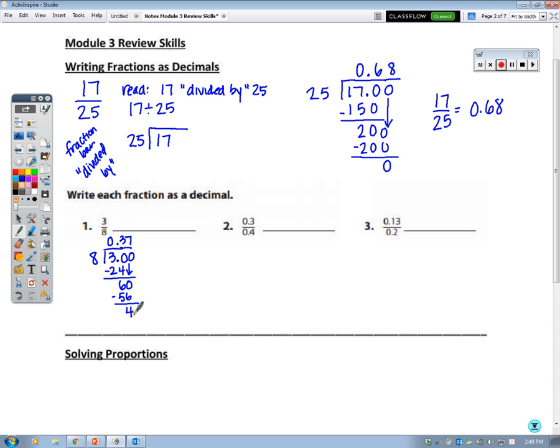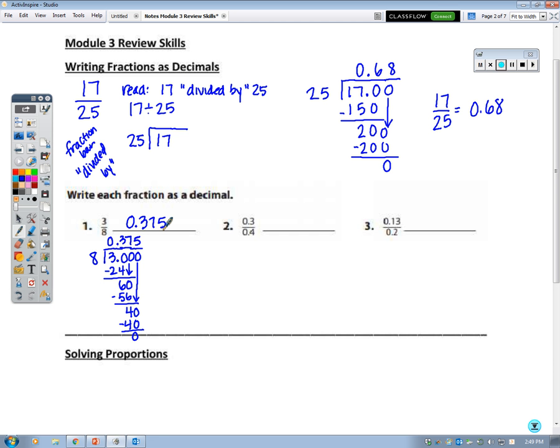Go ahead and subtract, bring down my 0, and now I'm wondering how many times does 8 go into 40. 8 goes into 40 evenly 5 times. Just extend my line out here. So 5 times 8 is 40, and I have a remainder of 0. So that decimal, 3/8 as a decimal, would be 0.375, or 375 thousandths.